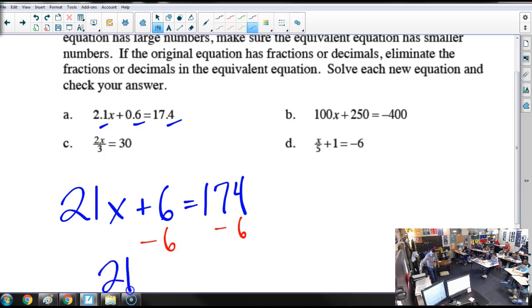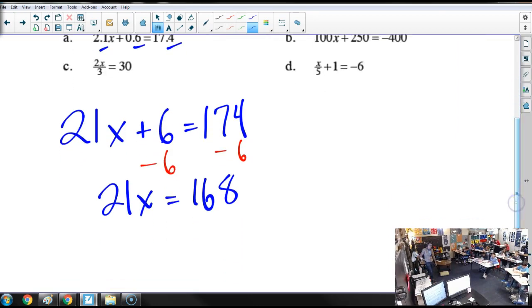Take that advice. This becomes 21x equals, what's this subtraction get you? 168, right? If we had done it up here, it'd be 16.8, but that's up to your preference. And then what do we do, class? Divide by 21. Now there is a hack for C. I can do it in one step. Anyone know the hack that will do C in one step?